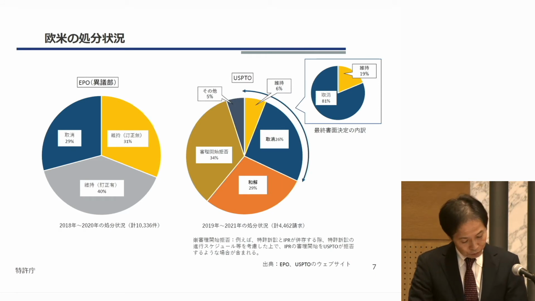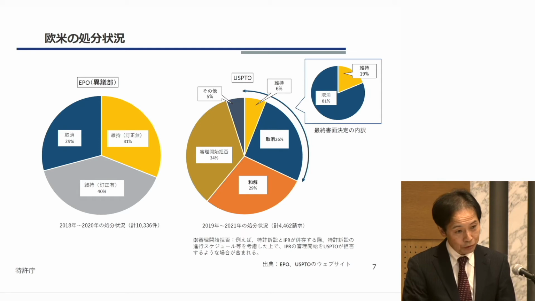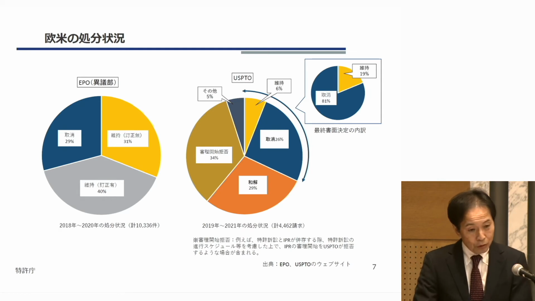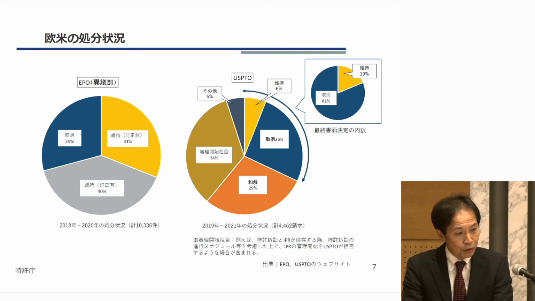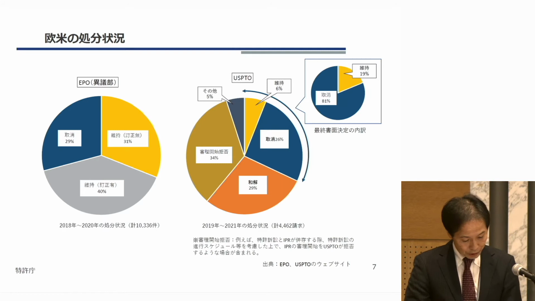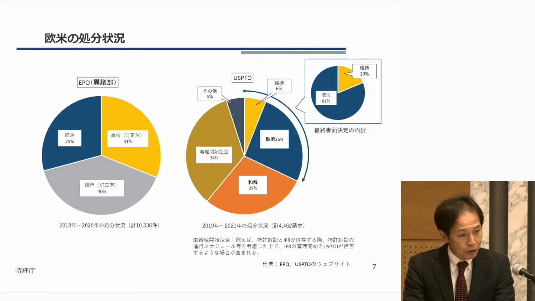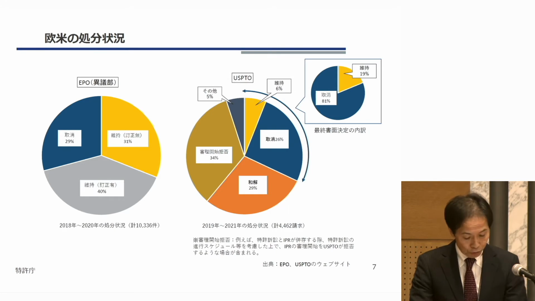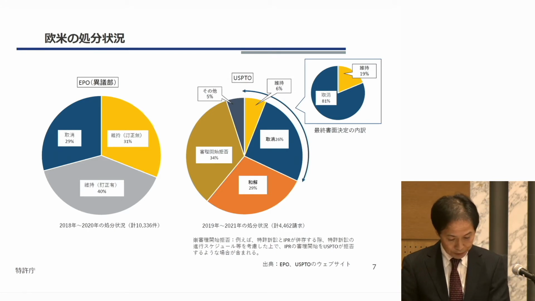As a reference, this is the situation in America and Europe. I'm sure that we may talk about this in more detail later. The systems in Europe and America are different, so it's hard to compare. But the main system in the US is IPR. In the case of the EPO, about 1/4 of patents are rejected, which is quite high compared to Japan.